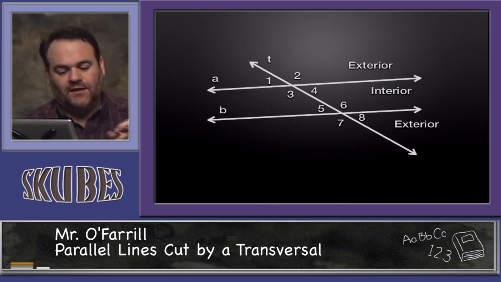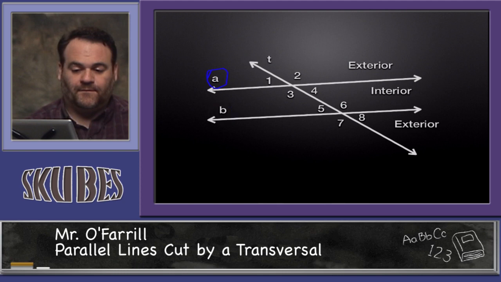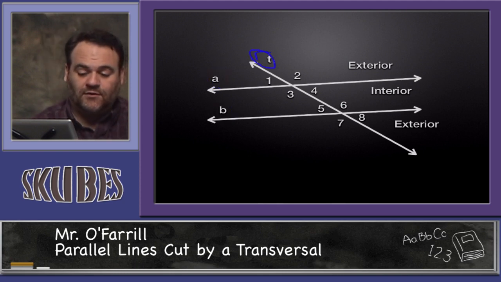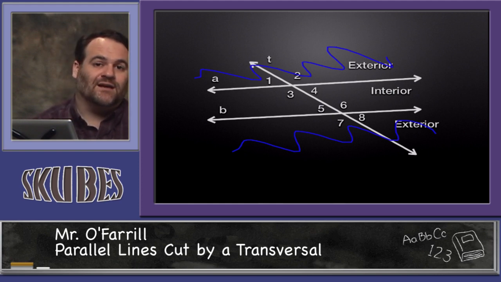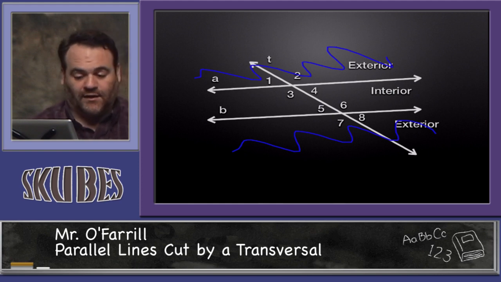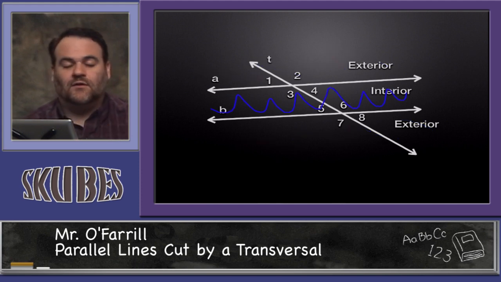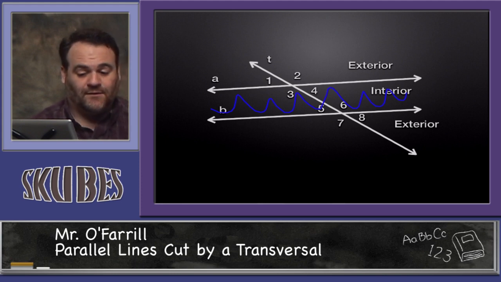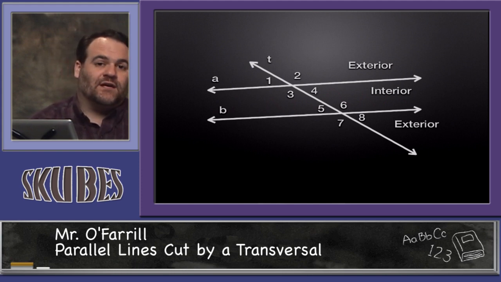Lines labeled A and B are both parallel. The line labeled T is the transversal that's cutting through both of them. The regions here and here are both considered to be exterior or outside. The region in between the two parallel lines is referred to as interior. So we can do these in any order.